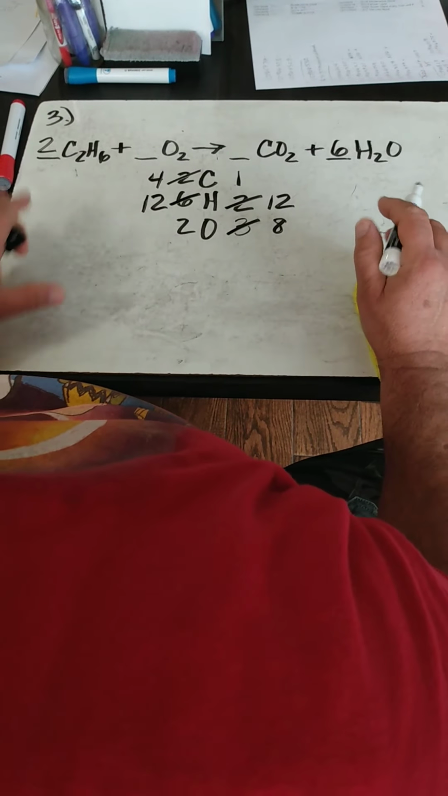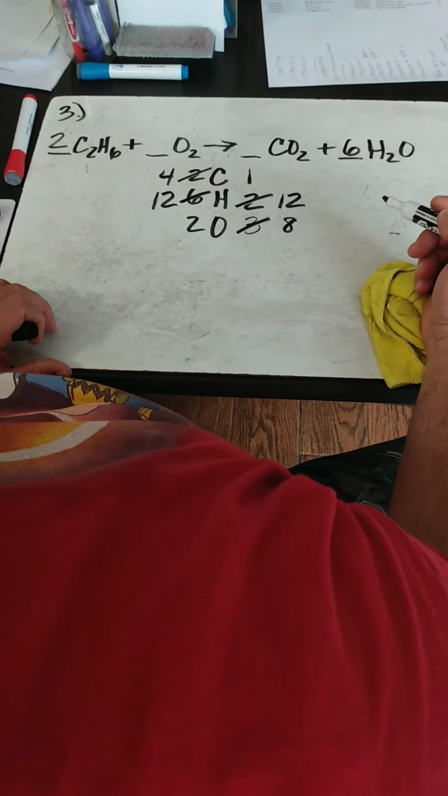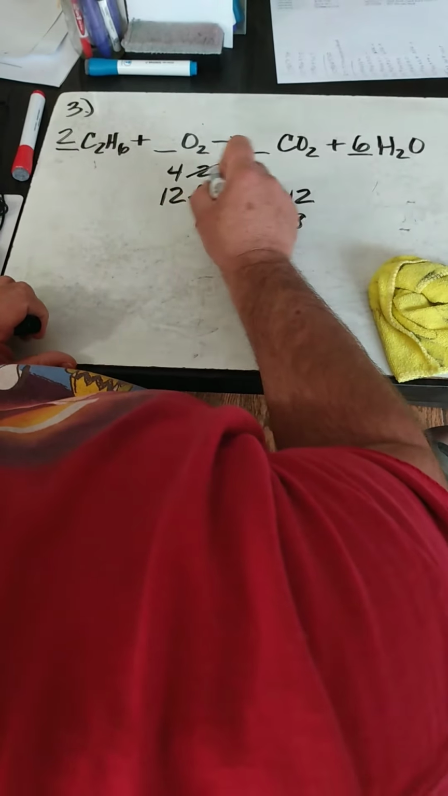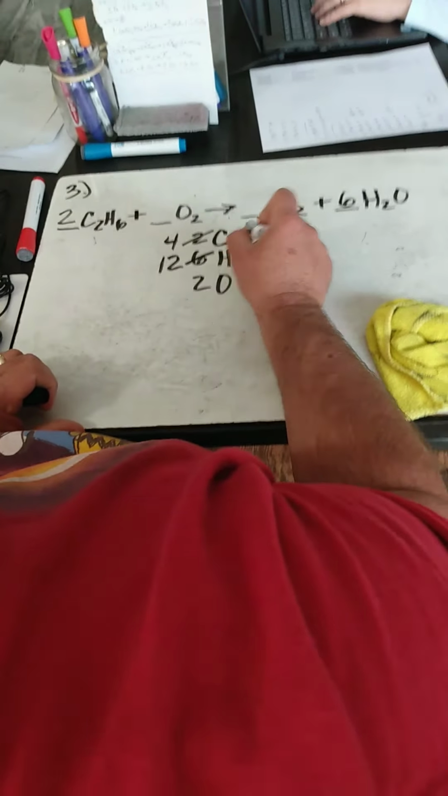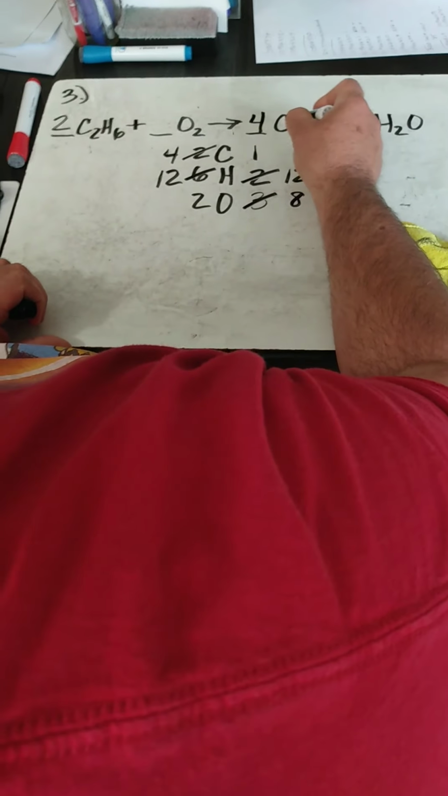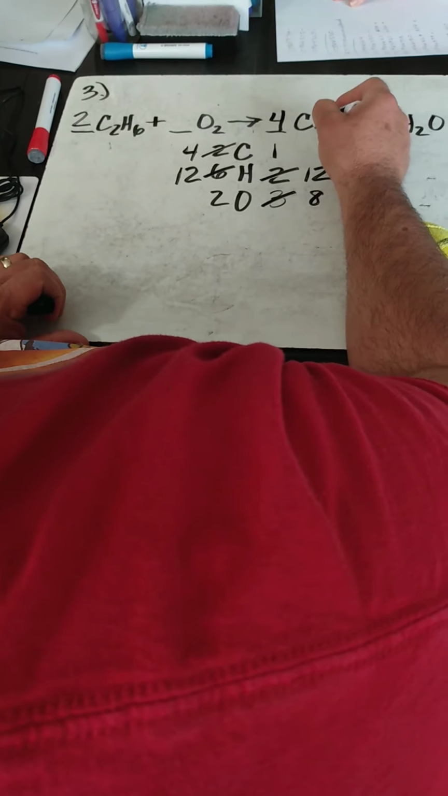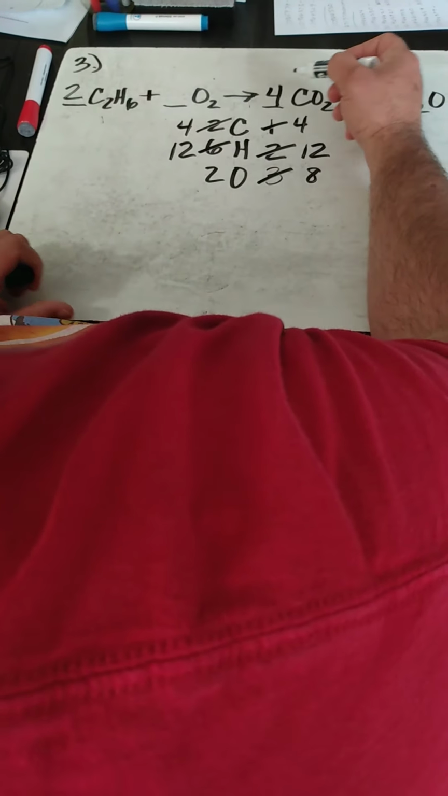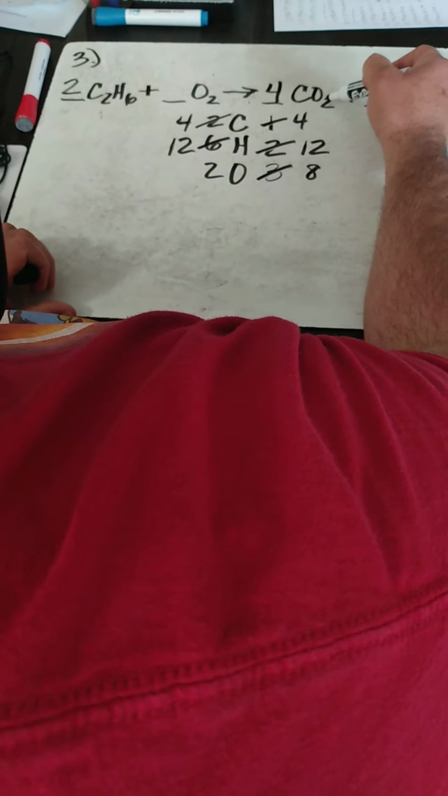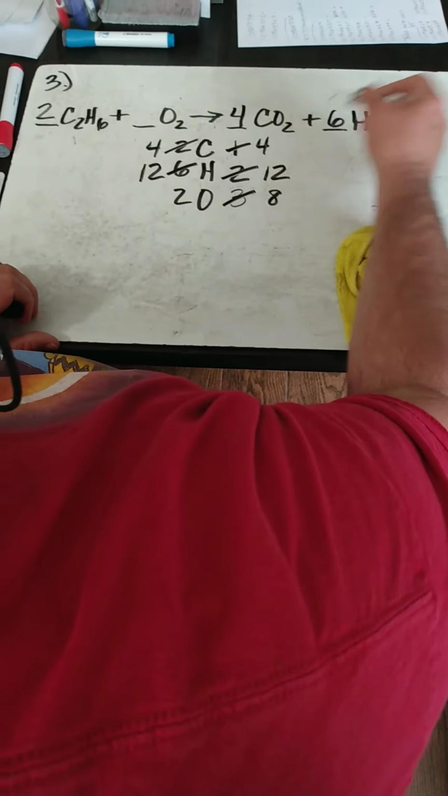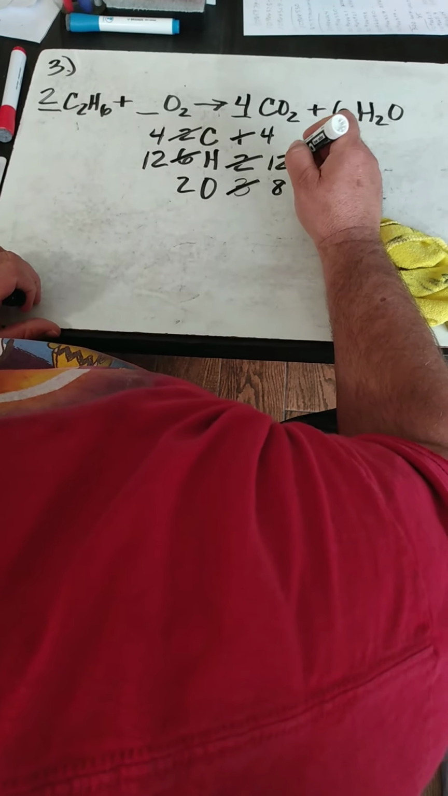All right, so let's go ahead and look over here at this one. Okay, so now if we look here, we have 4 carbon and 1 carbon. So let's plug a 4 in. By plugging a 4 in, 4 times 1, that'll give us 4. Okay, so now our carbons are balanced, our hydrogens are balanced, but this 4 is also distributed by the oxygen. And so 4 times 2, that gives us 8. So 8 plus 6, man, that's 14.